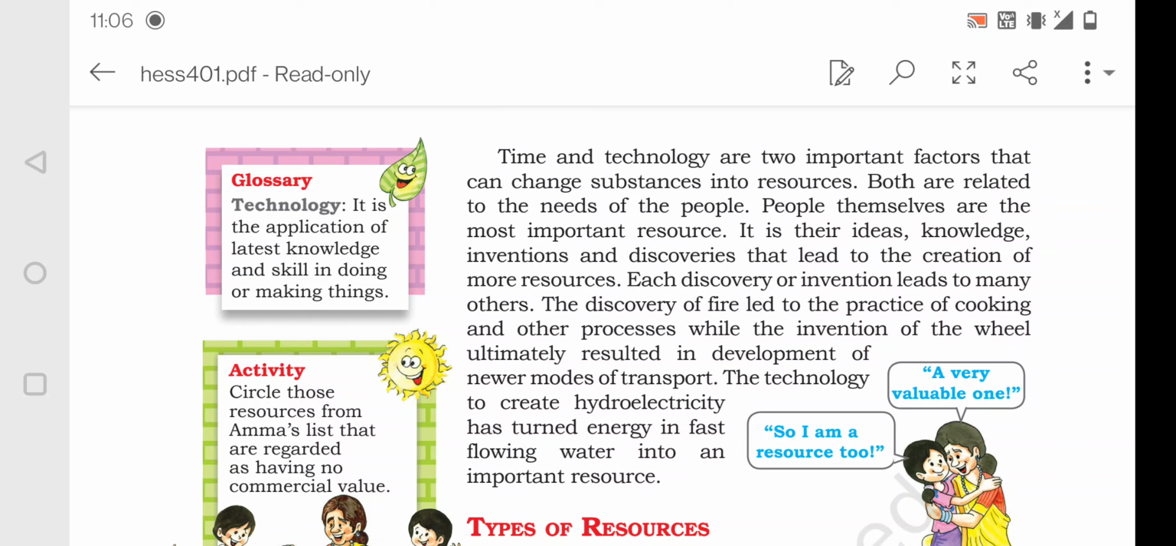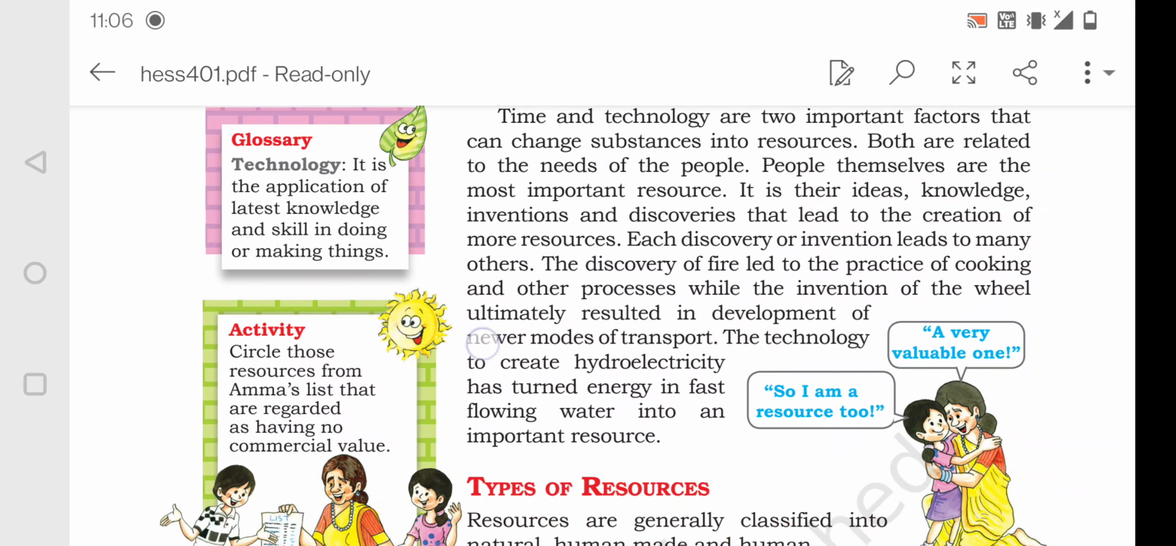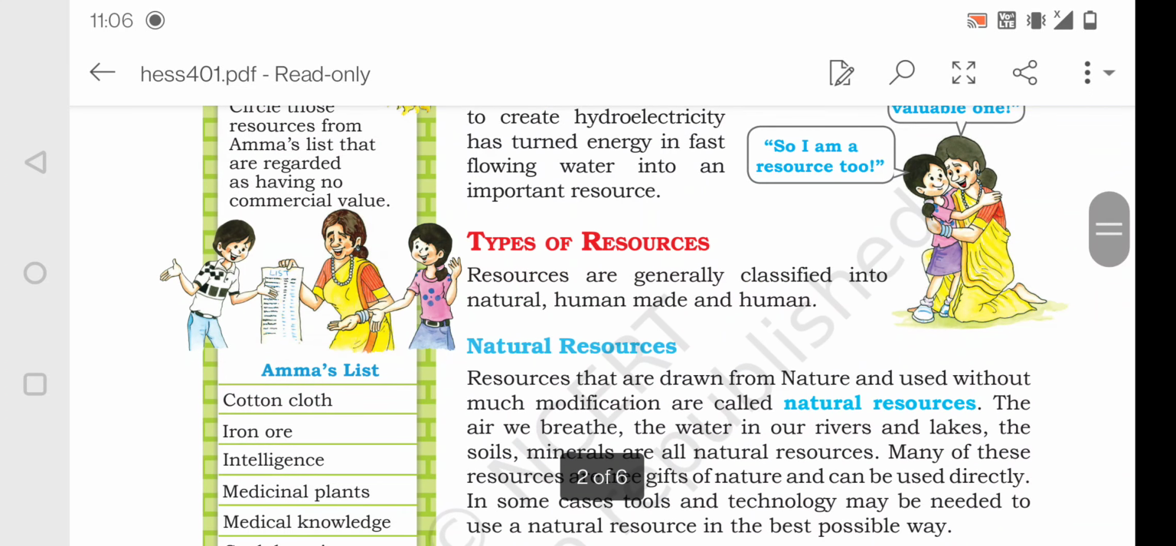Okay, so we need to give time to make it develop as a resource and to understand its utility and value. So technology plays a very important role, and many times people are not able to define technology. That's why the definition of technology is given in the 8th class book, and it is the application of skill and knowledge to make certain work easy. That is technology.